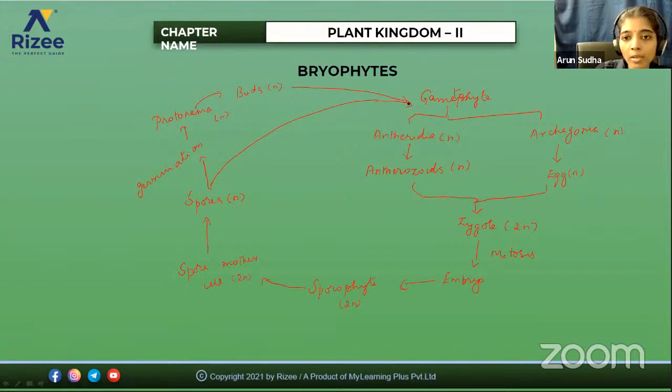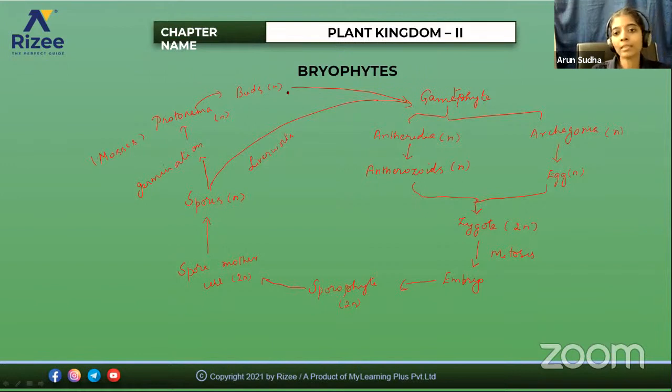The spores form the gametophyte directly in the case of liverworts. But this Protonema formation happens in mosses. So these two are the main examples for Bryophytes. In the case of liverworts, the spores develop directly into a gametophytic plant. But in the case of mosses, they germinate to form the structures called Protonema, and then it forms buds which develop into the gametophyte.